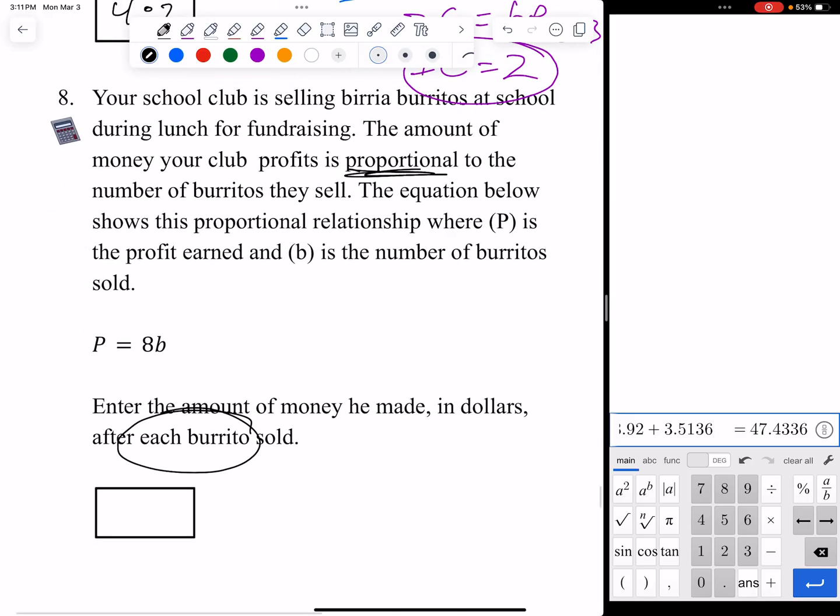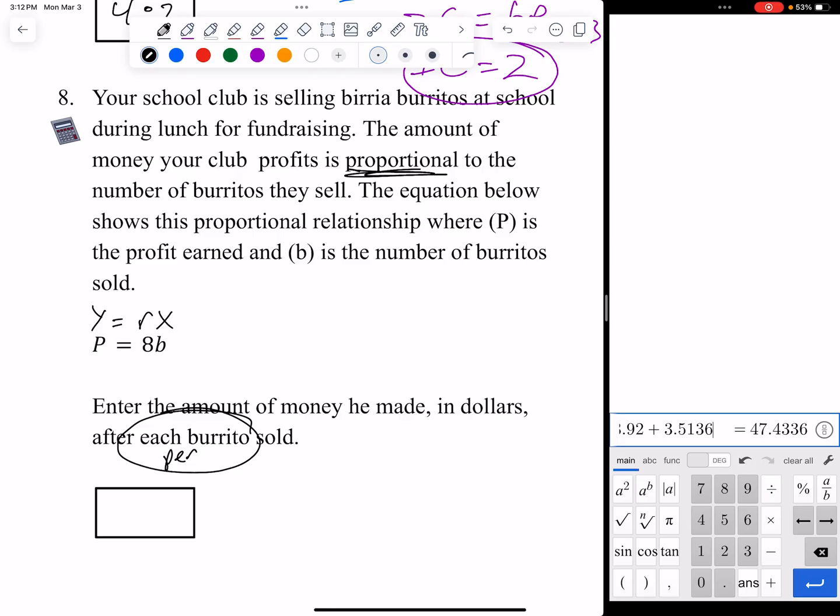Okay, let me explain. Each burrito, per burrito. I've had a mini lesson in other videos, if you've seen it, where I told you it's the same equation: y equals rx. Can you see it? It's the same equation as in 7th grade.